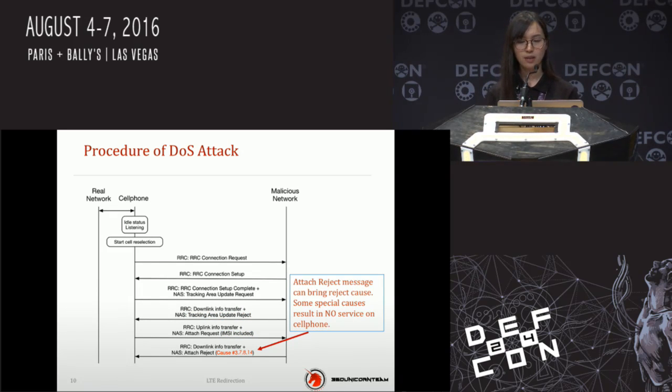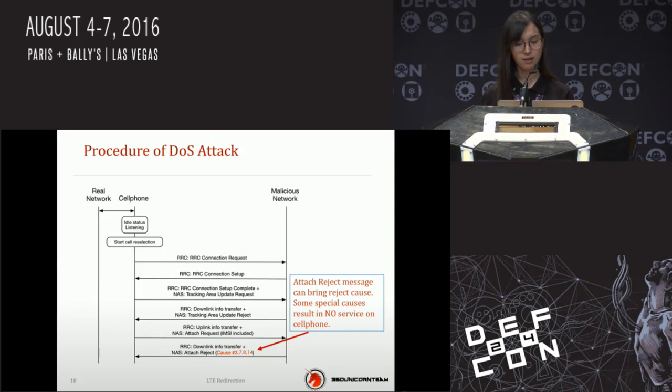We already know that there are many kinds of causes for refusal. Well, when we get the IMSI number, we can do further attacks through the next message. In this case, we can send attach reject with some special causes.